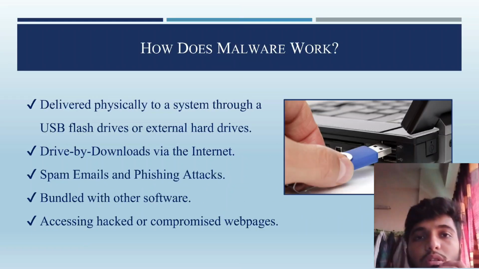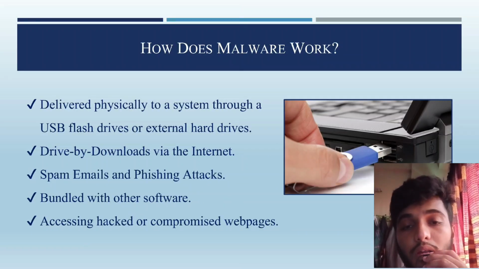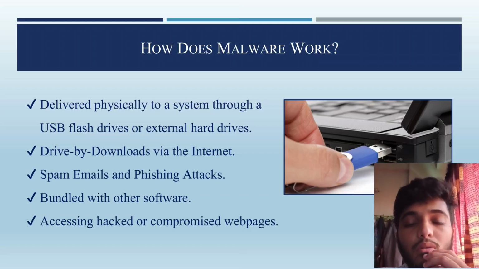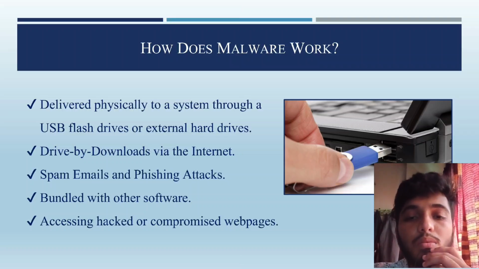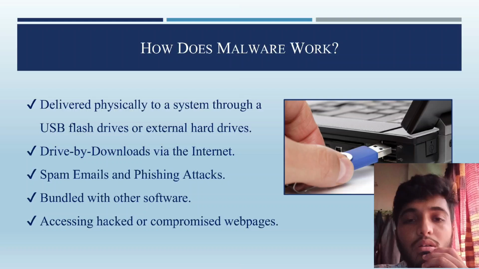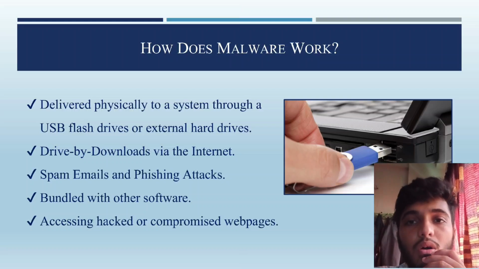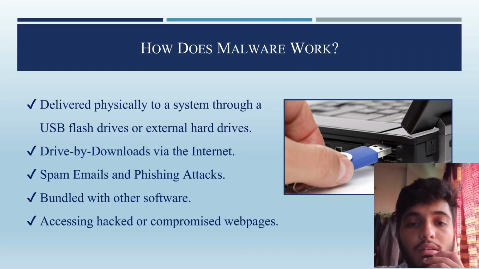Now, how does malware work, or how can you get it on your PC? You can download it through compromised or hacked websites, which are not safe. You can get malware through USB flash drives or external hard drives. You can get malware through phishing attacks too.